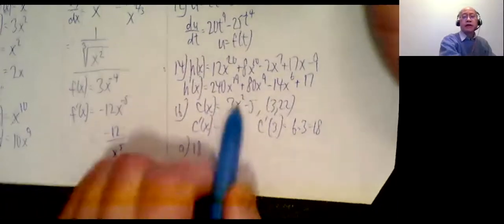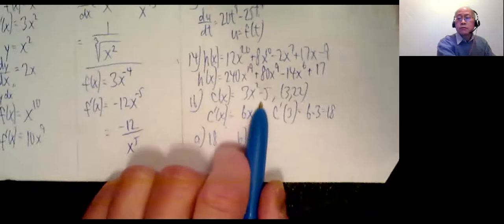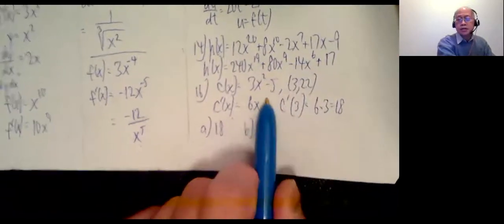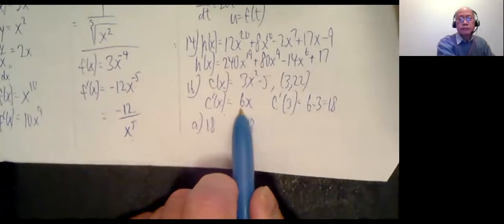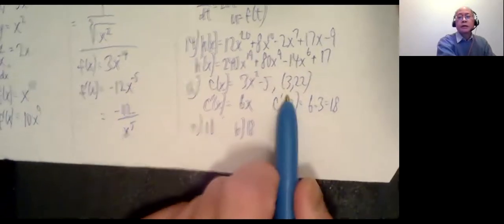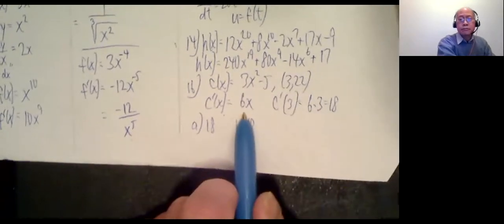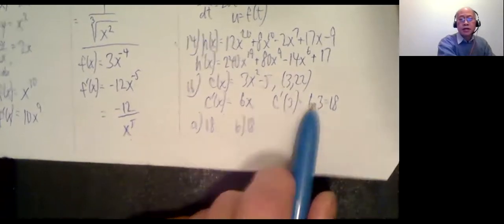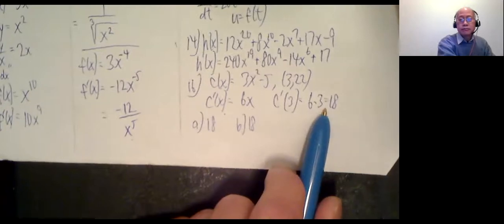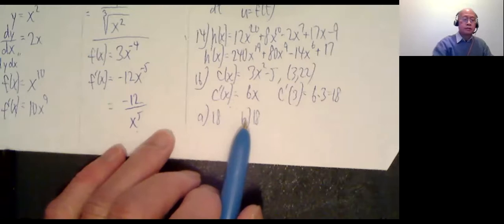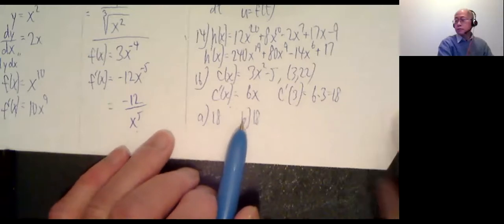Okay, c of x is 3x squared minus 5. So derivative, 6x plus nothing, 6x. The point that they give me is 3, 22, so now I plug in 3. So 6 times 3, 18. So the answer to part A and part B automatically are both 18, right? That's the way that works.